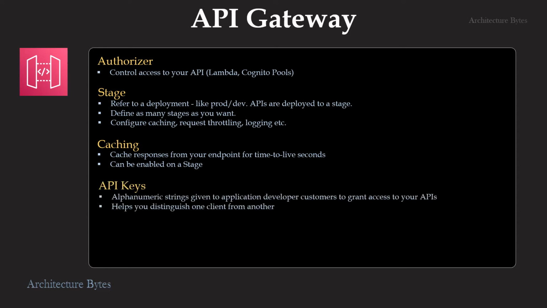API keys are alphanumeric strings given to application developer customers to grant access to your APIs. They also help you distinguish one client from another. With usage plans, you define API rate, burst, and quota limits. It is associated with API keys and stages.